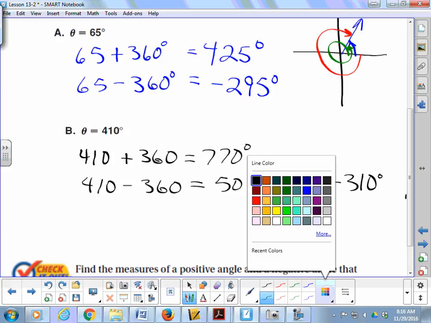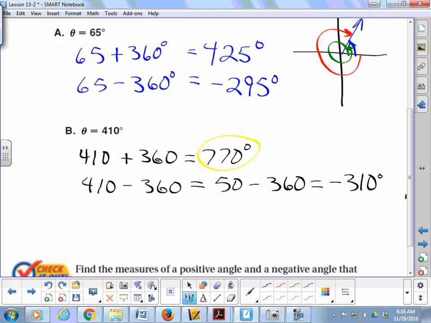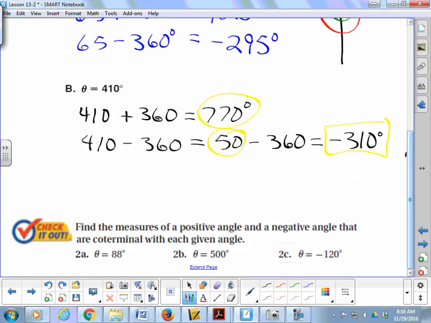So for this answer, we have an option. This could be my positive one, or I could say that this is my positive one. Either one of them could represent the positive angle that's coterminal with 410 degrees. But because this is bigger than 360, I had to subtract 360 twice to get the coterminal angle that is less than 0, so the negative one. So all we need to do is add or subtract 360 degrees until we get there. Okay, so find these.